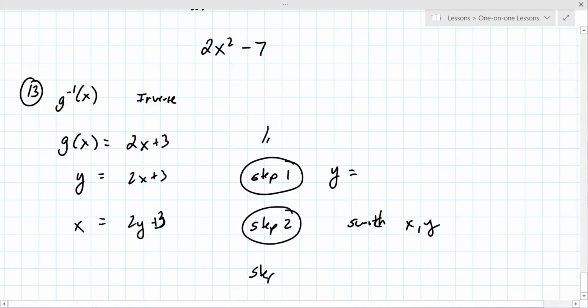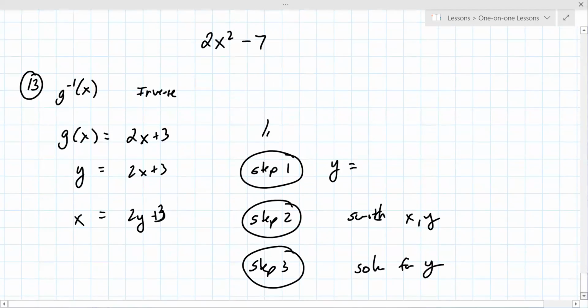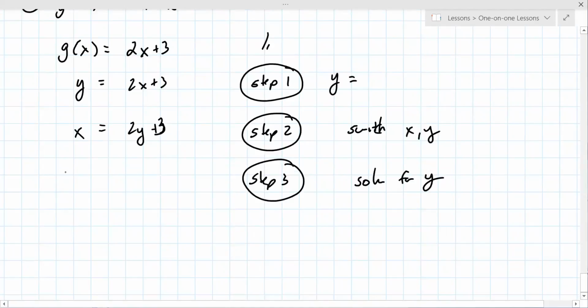And then step 3 is you solve for y. Solve for y here. So that's where most of the work is. You can subtract 3 from both sides. Divide by 2, divide by 2. So you have y equals (x minus 3) divided by 2. And that is your inverse.